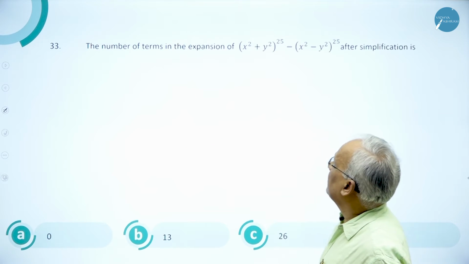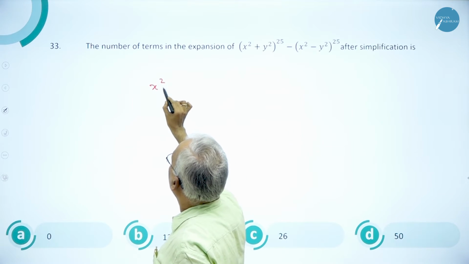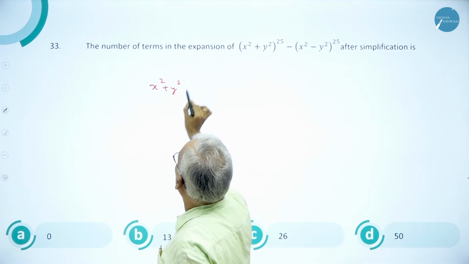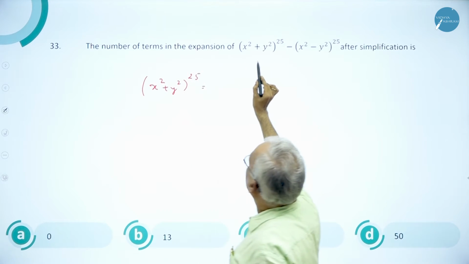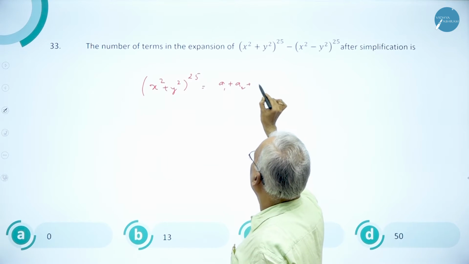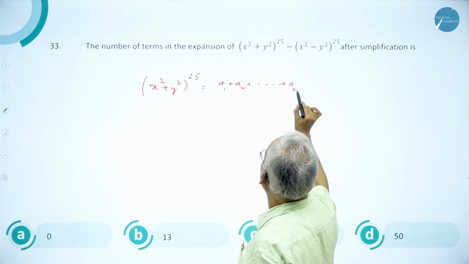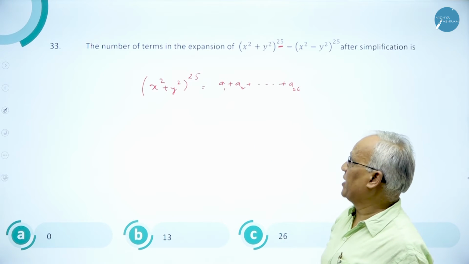The number of terms in the expansion of this. See, you know, x squared plus y squared to the power 25 has 26 terms. That is a1, a2, a3, etc., a26. There are 26 terms. Number of terms is one more than the power in a binomial expansion.